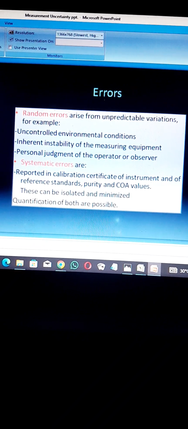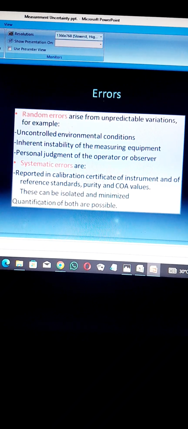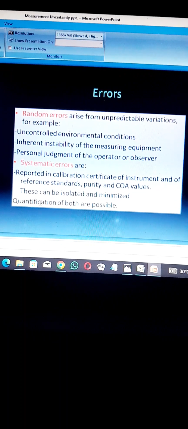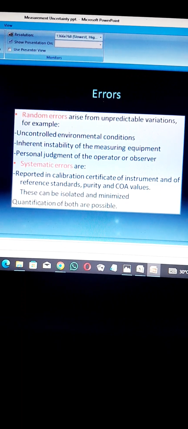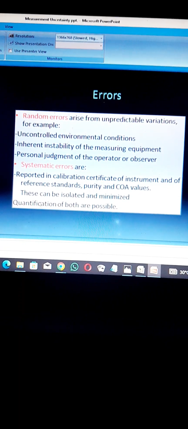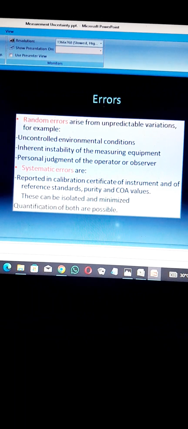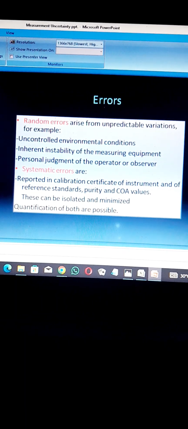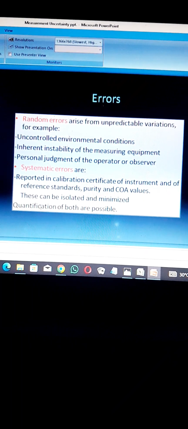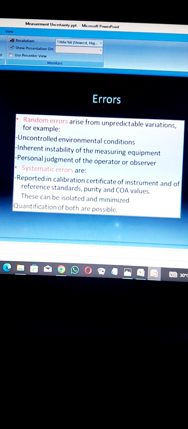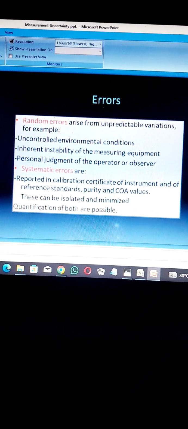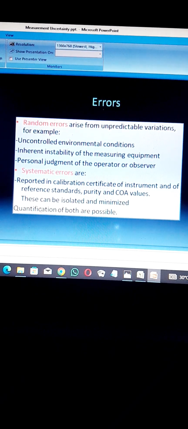Then come to systematic errors. Now, what is systematic error? That is reported in the calibration certificate of the instrument and of the reference standard, purity and COA values. What is COA? The certificate of analysis value, and this can be isolated and minimized. Quantification of both is also possible.